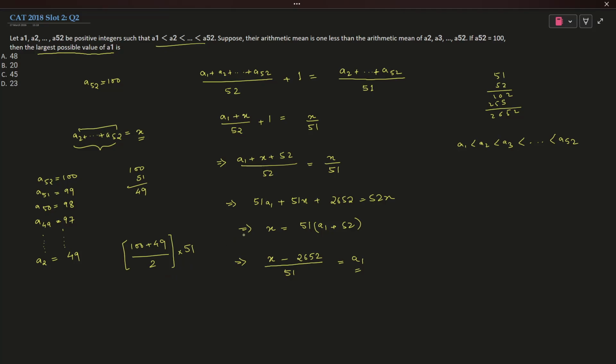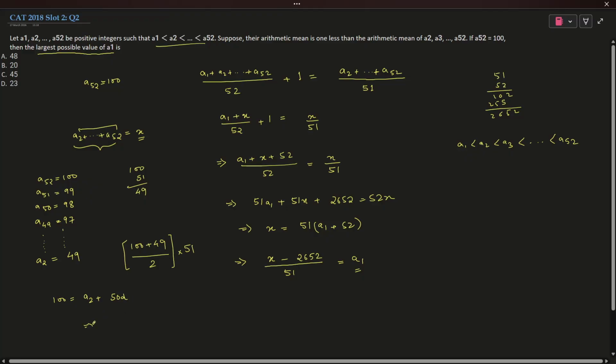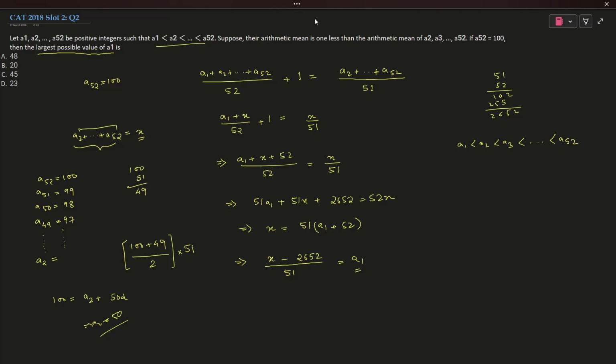I think I made a mistake here, guys. Just hold on for a minute. 100 is the last term. So last term is equal to first term, which I do not know, plus n minus 1 into d. How many terms are there? 51, right? So 51 minus 1 is 50, 50 into d. D is 1. So A2 will be 50, guys. My bad. A2 is 50.